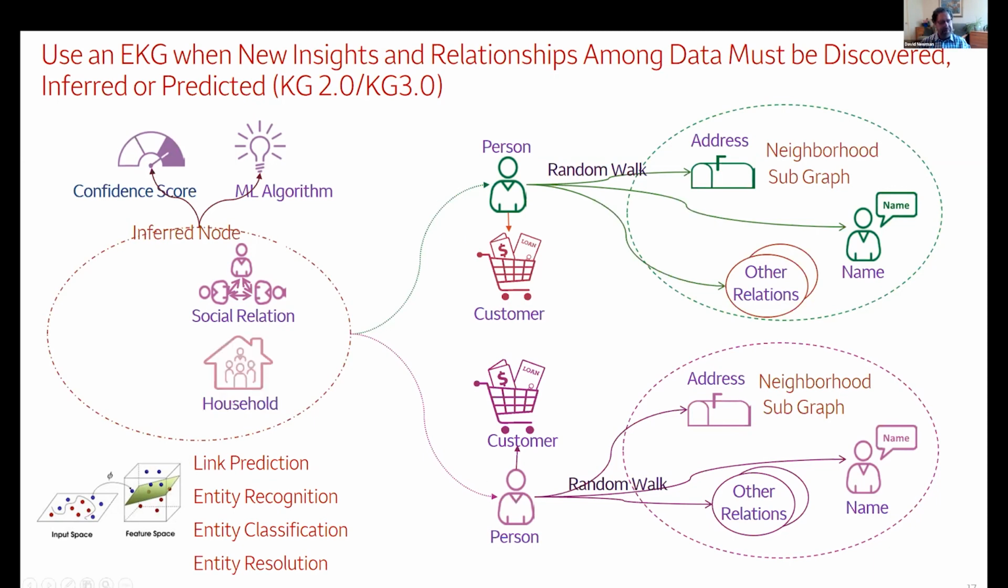Or person A and person B exist in the same household, or person A and person B are actually in the same family relation, or person A and person B are actually equivalent, they're the same person. Therefore, customer A and customer B should be linked together.